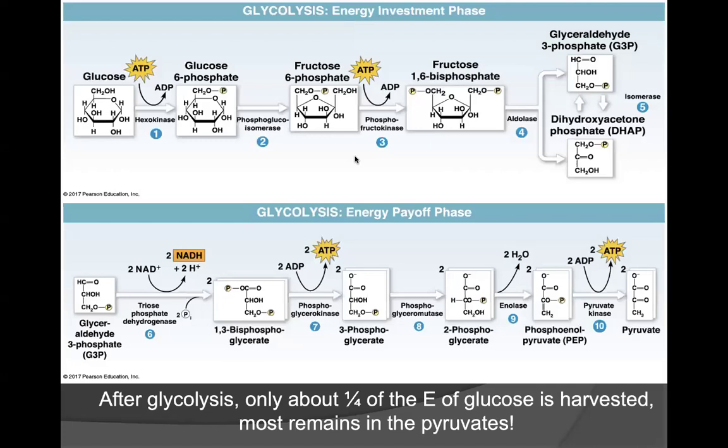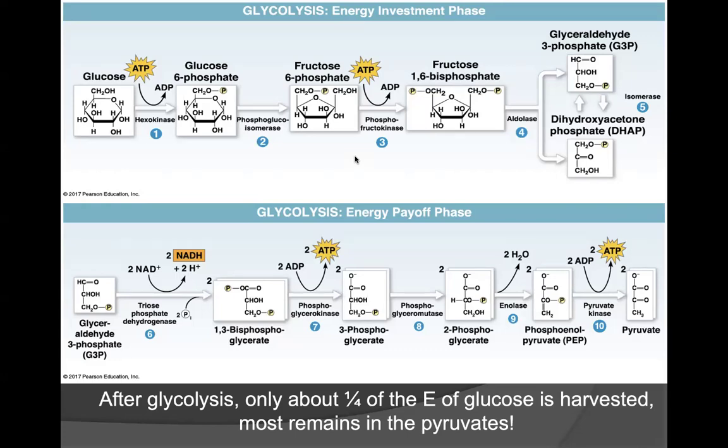Glycolysis can be broken down into 2 different phases: the energy investment phase, where ATP is used to tag the molecule to be broken down into 3-carbon structures, and the energy payoff phase, where that 3-carbon structure is going to be isomerized to form a pyruvate molecule. And in this phase, we're going to produce ATP. So let's take a look at the energy investment phase.